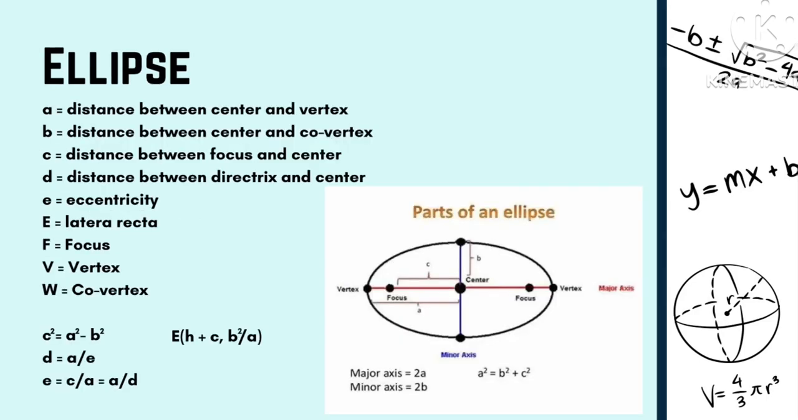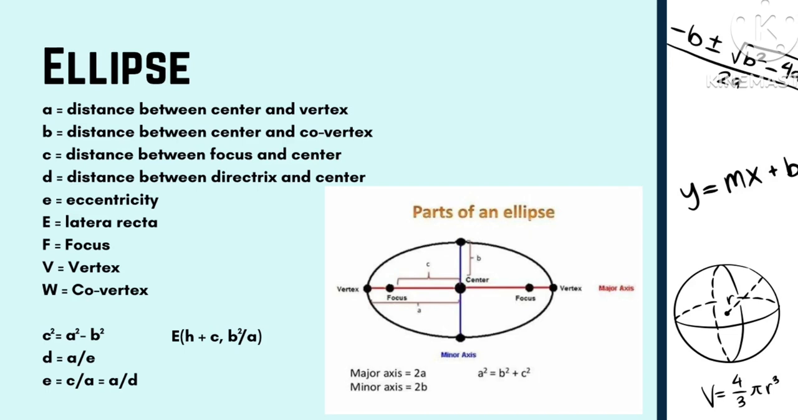We actually have many different parts for our ellipse. We have a, the distance between the center and the vertex. We also have b, the distance between the center and the co-vertex, and d, the distance between the directrix and center. And we have e, which is eccentricity, which states how round a shape is. We also have the latera recta, the F, which is the focus, the V, the vertex, the W, the co-vertex. We also have the minor and the major axis.